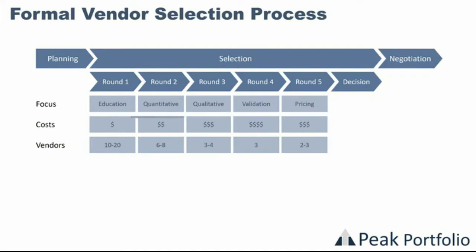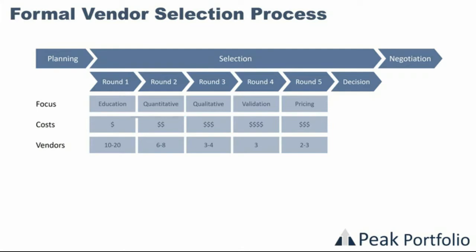Round 3 is going to be a little bit more expensive because that's where you start having travel involved on both sides. So it might be travel for the vendor to come to your facility and present. You might be going to the vendor's facility to evaluate their operations. Or you may even be going to customer facilities to see the vendor's tools and technologies in action. So round 3 can be pretty expensive.